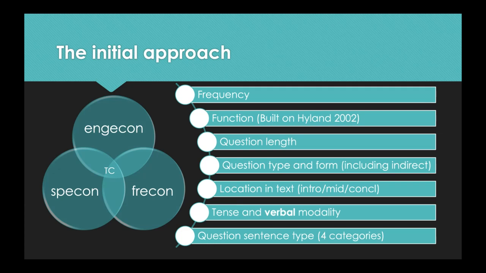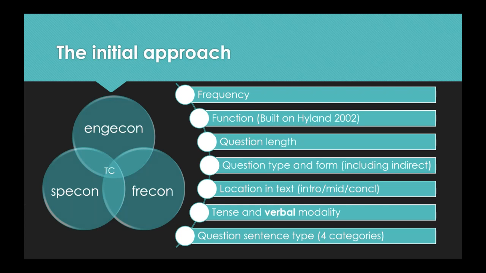So I looked at frequency, I looked at function. I built on Hyland's 2002 concept of, I think it's 7 functions of question. This was something that I had to iteratively apply and then reconceptualize, because his study was applied only to English, and I wanted to be open to other ways of framing and asking questions that came from other languages as well.